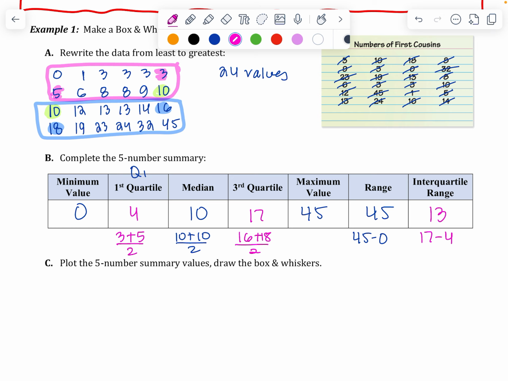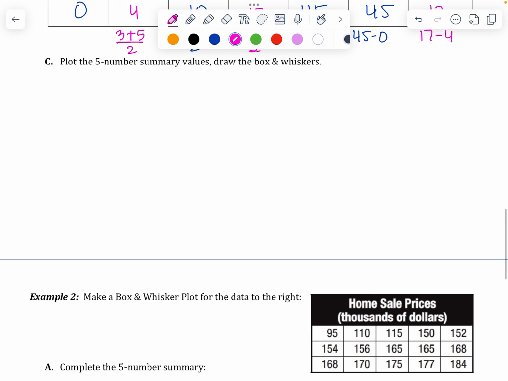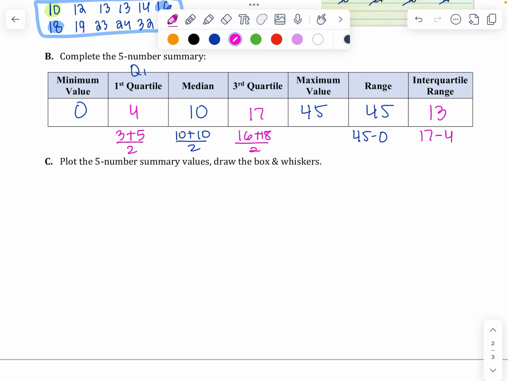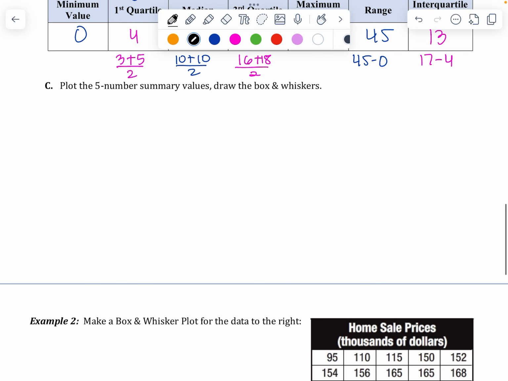All right, let's draw our box and whisker plot. What we're going to do is first make a number line, right? Number line doesn't have to start at 0, but our data starts at 0, so we're going to start it at 0.